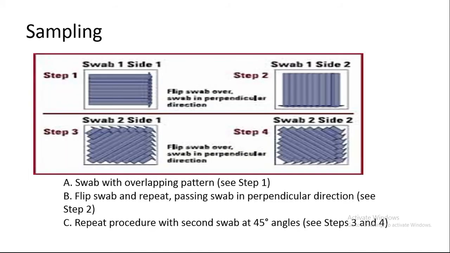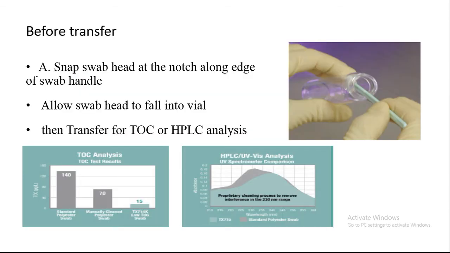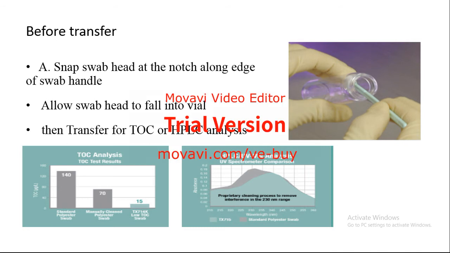The sampling consists of 4 steps. In step 1, swab with an overlapping pattern. In step 2, swab while passing the swab in the perpendicular direction. And in steps 3 and 4, repeat the procedure with a second swab at a 45 degree angle. Before transfer for analysis, snap the swab head at the notch along the edge of the swab handle. Then allow the head to fall into the vial. Finally, transfer for TOC or HPLC analysis.